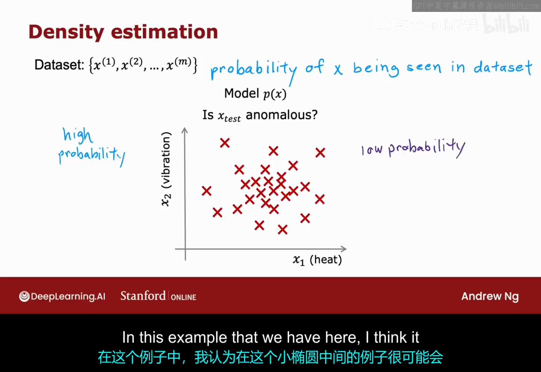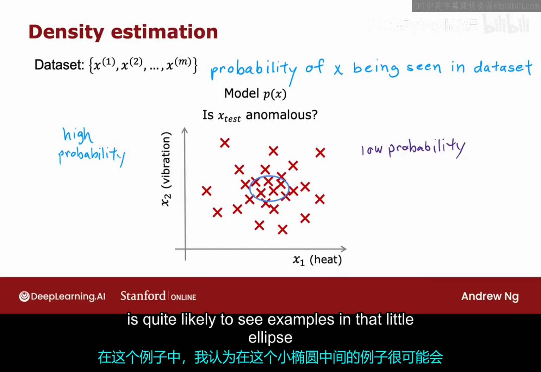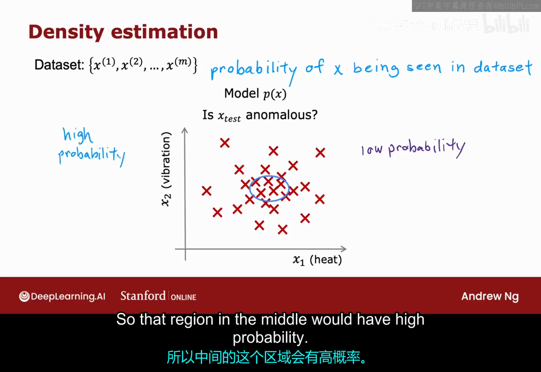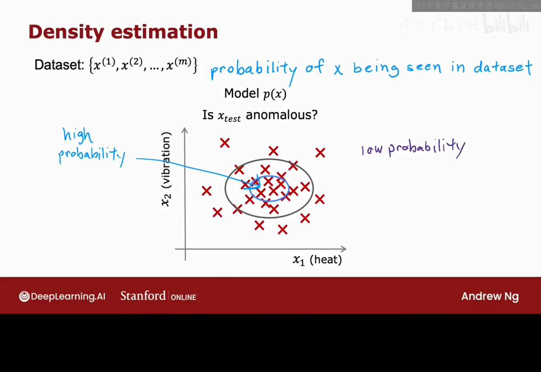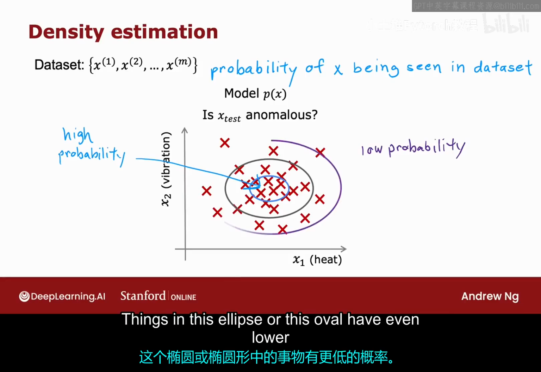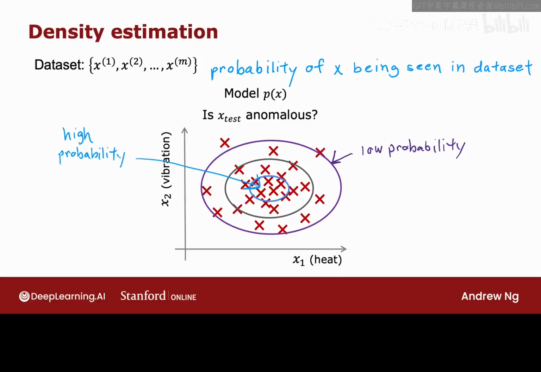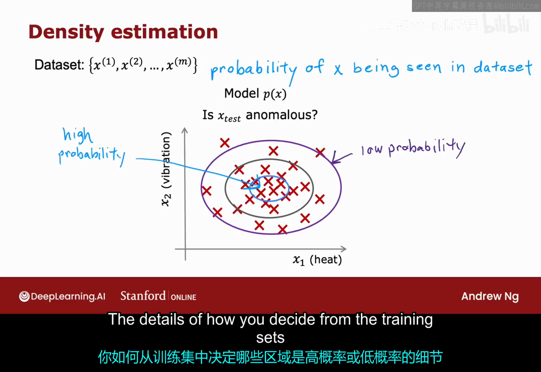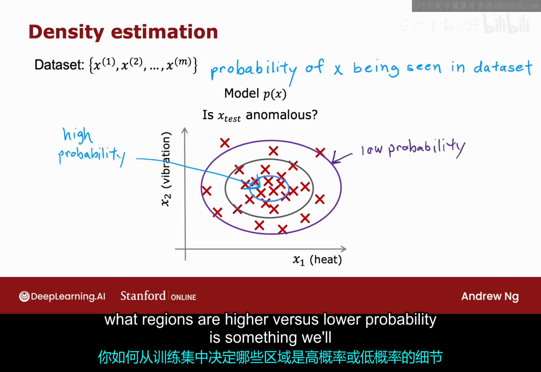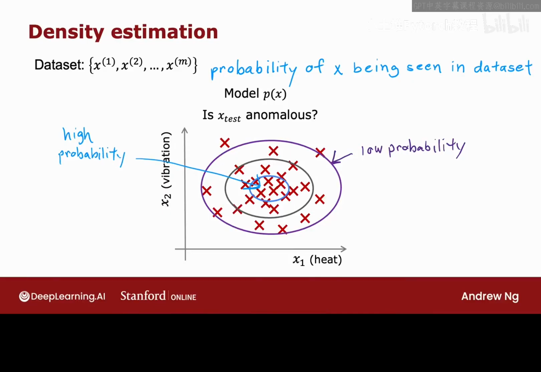In this example that we have here, I think it is quite likely to see examples in that little ellipse in the middle. So that region in the middle would have high probability. Maybe things in this ellipse have a little bit lower probability, things in this ellipse or this oval have even lower probability, and things outside have even lower probability. The details of how you decide from the training set what regions are higher versus lower probability is something we'll see in the next few videos.